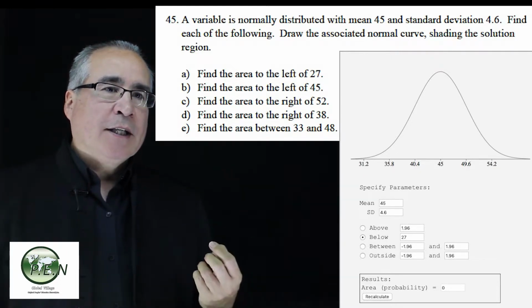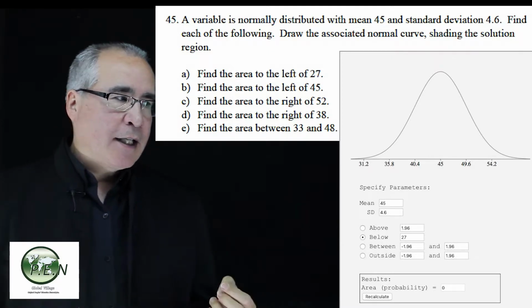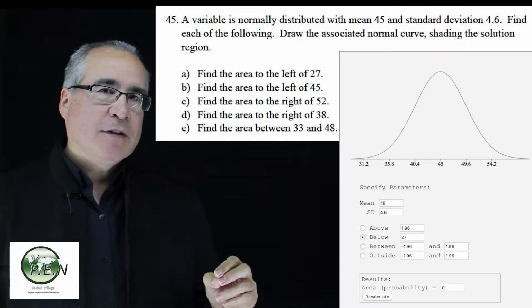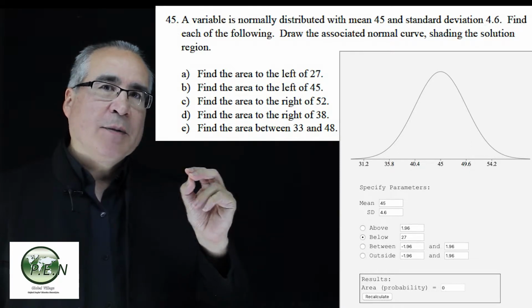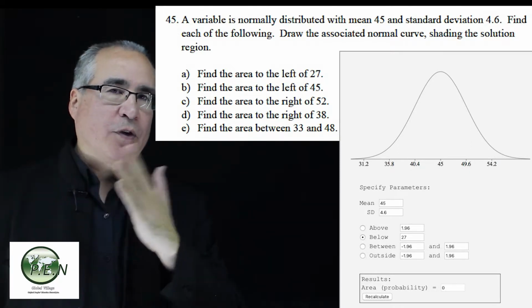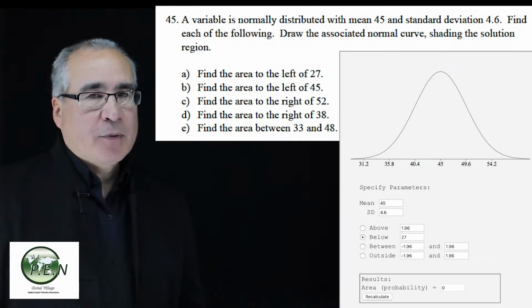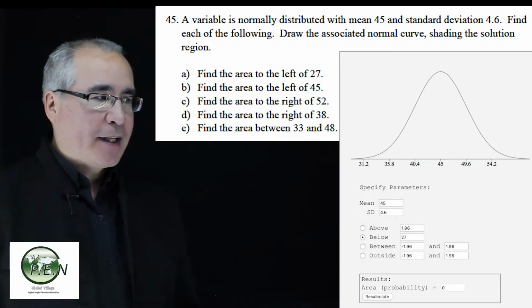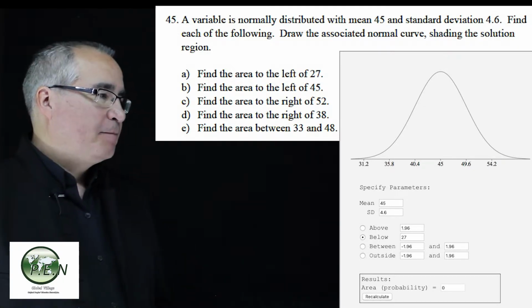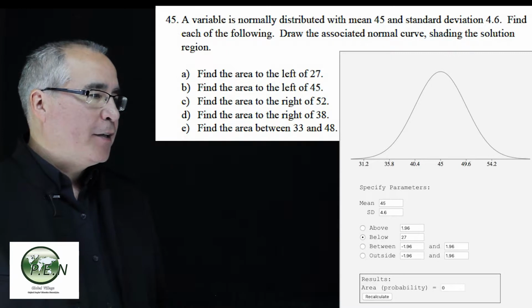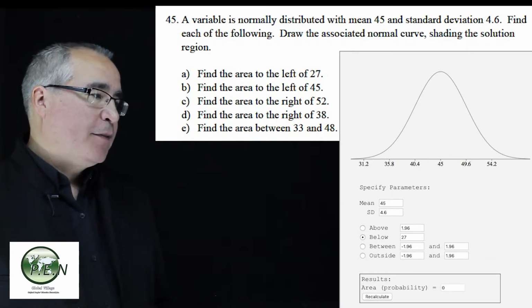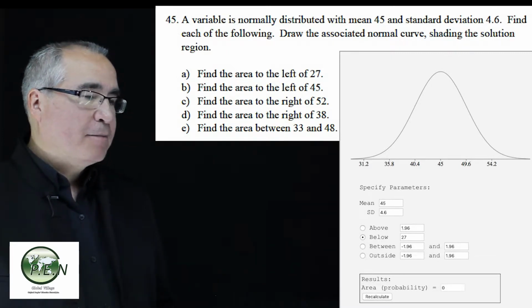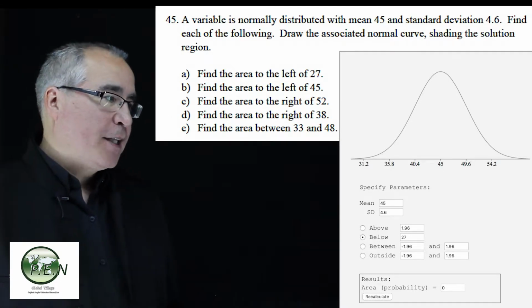Now if you do the z-score calculation on a data value of 27, you'll see it's negative 3.9. That's so far down that we'll call it close enough to 0. So that one doesn't seem to be very helpful, but we can see we've got nothing pretty much to the left of the curve.